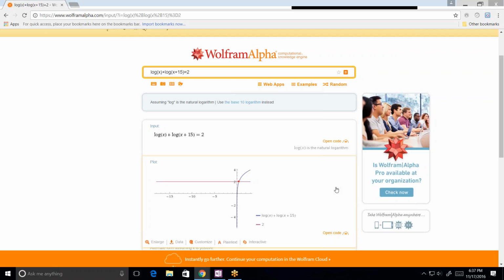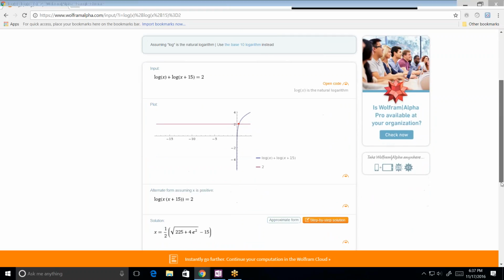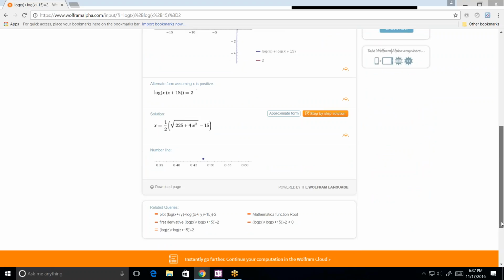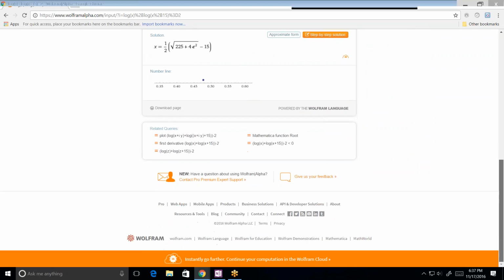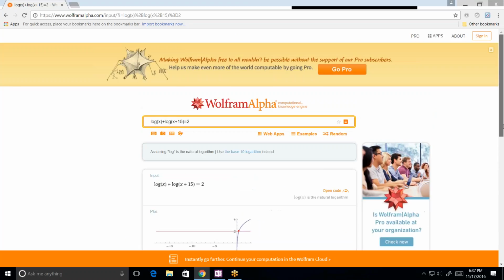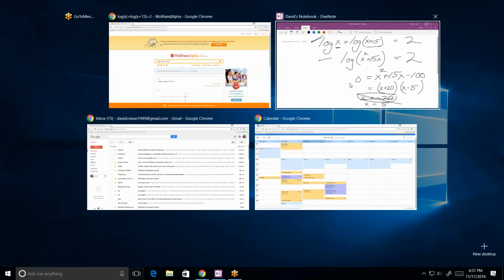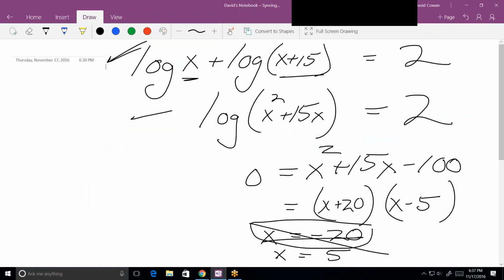Well, that doesn't look like 5. No. Log of x... what did I do here? Did I write it correctly? The log of x plus the log of x plus 15 equals 2. Multiply those two arguments together to get x squared plus 15x. Exponentiate it, you get 10 squared equals that. So that's correct. x equals 5 is the solution.